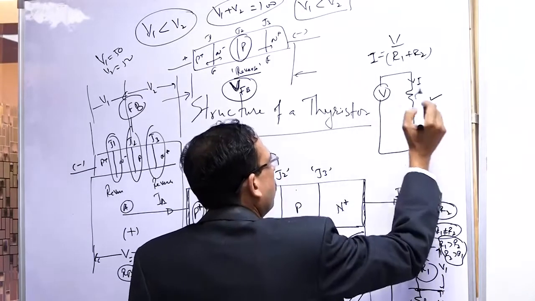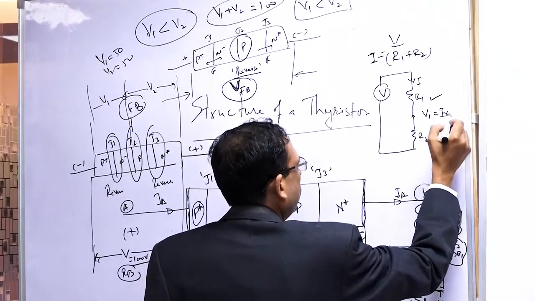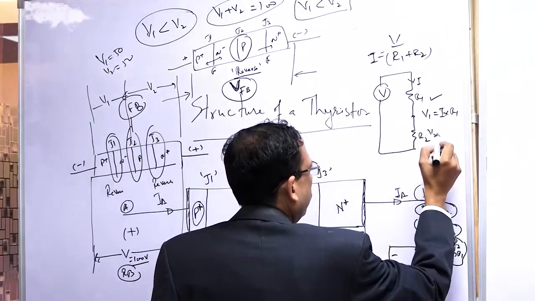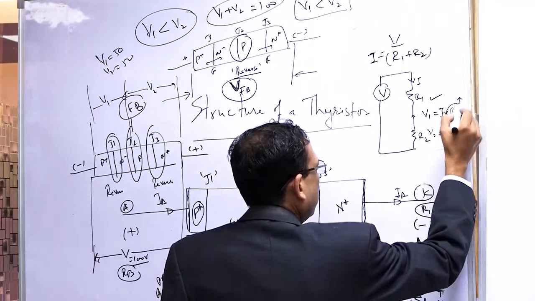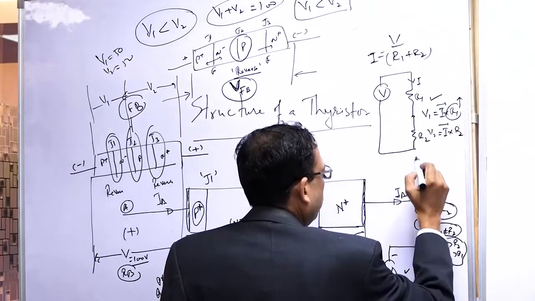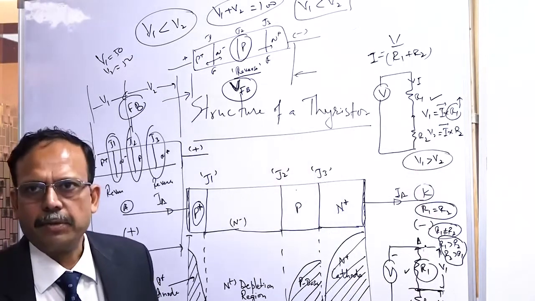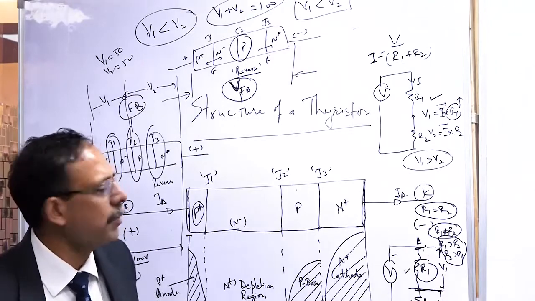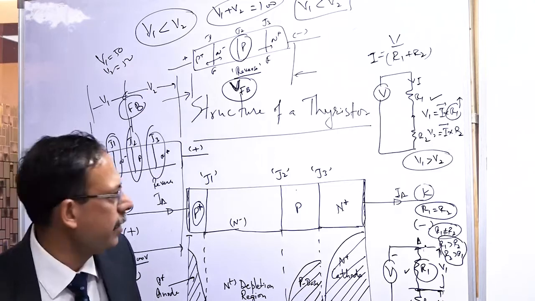Now the V1 drop is equal to I into R1, and V2 is equal to I into R2. R1 is more, current is the same, so V1 is greater than V2. Is it clear? Yes, correct, Bakul Narayana ji. Is it clear why V1 is more? Yes, correct. I think now it's clear to us.